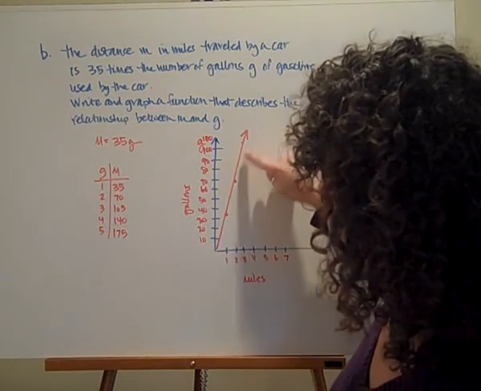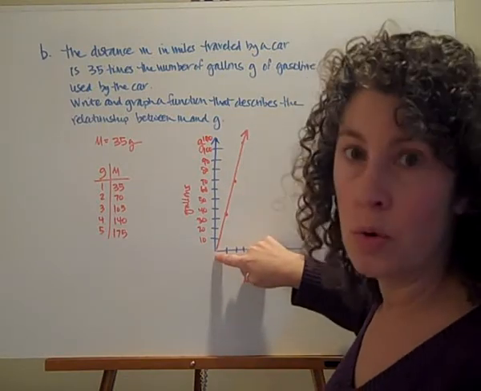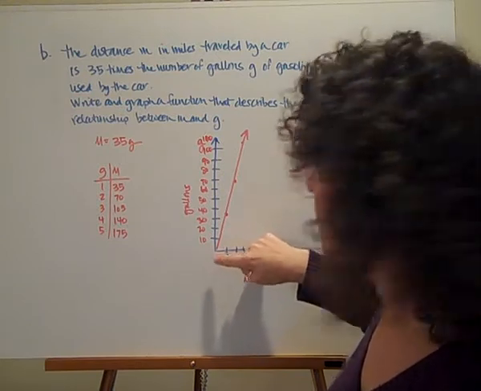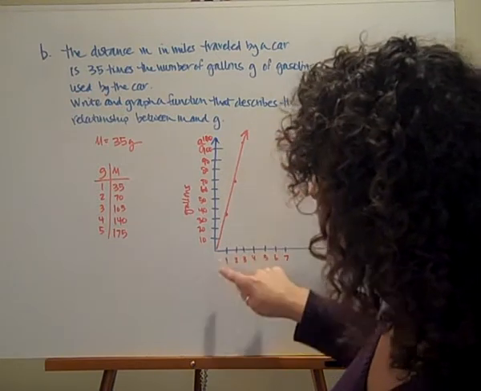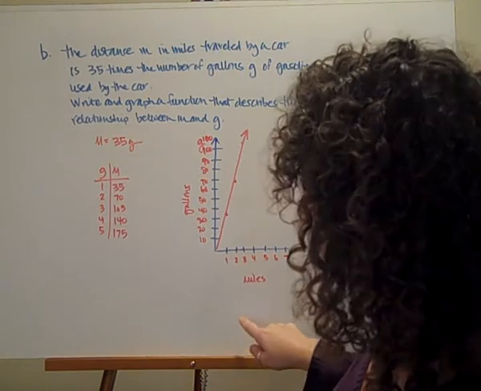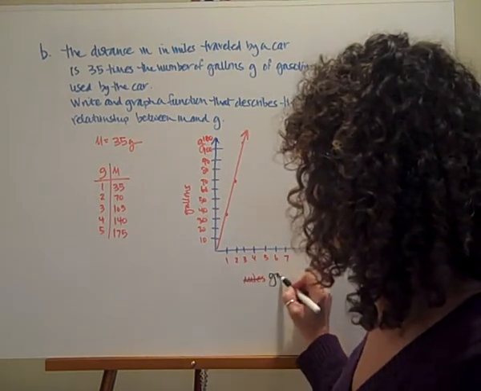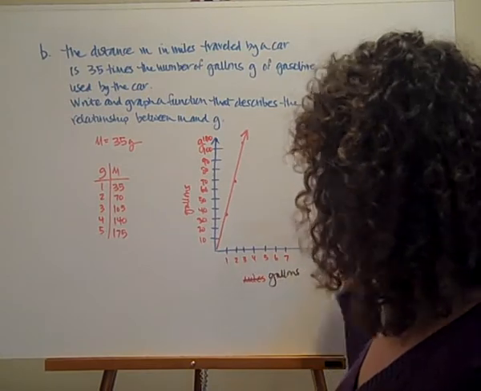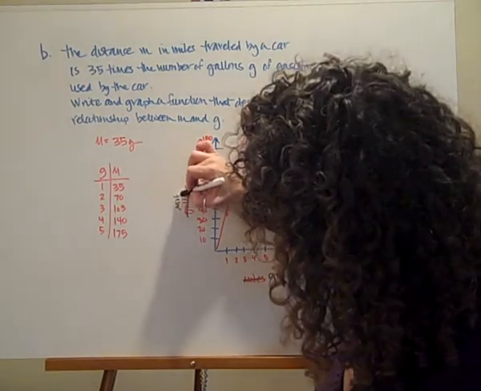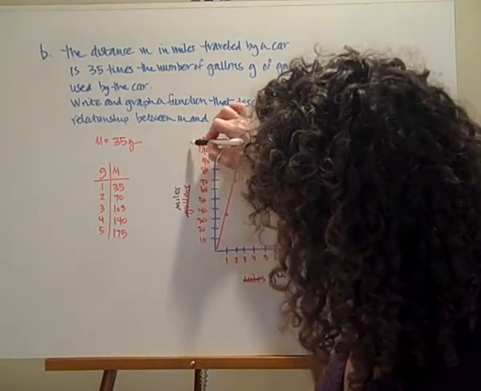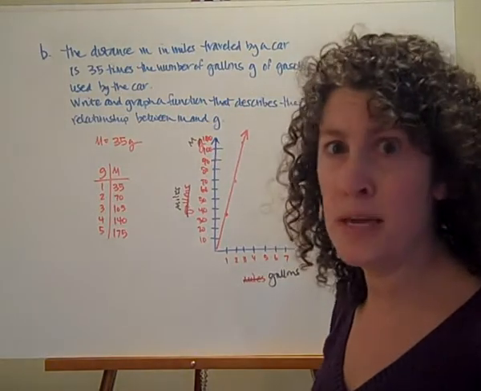So I graphed my points here. I know it goes through the origin because, again, no gas, no miles. And then I drew a line here. I've changed my things here. This should be gallons, and this should be miles. I hope you got that. I hope you fixed that, and I hope you noticed that.